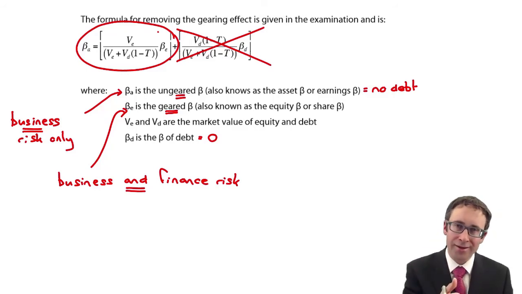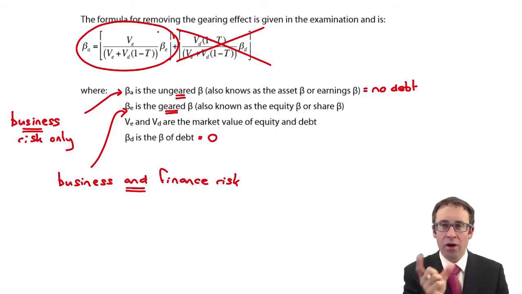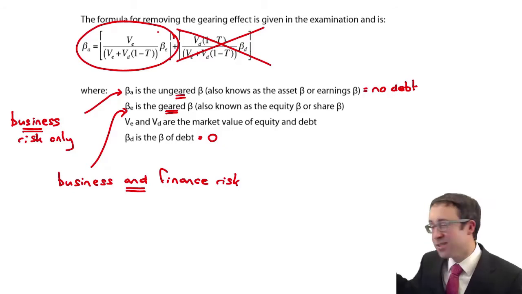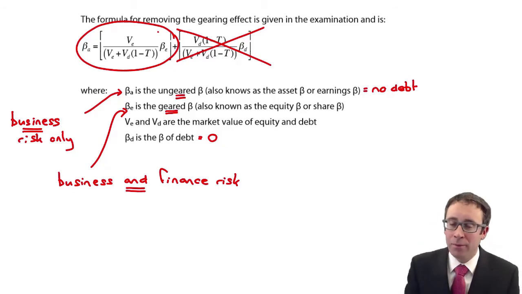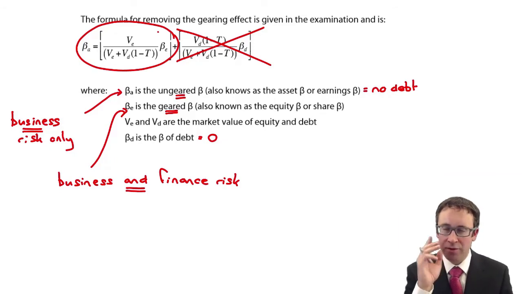You need the formula. I think it's a more complicated formula to remember than CAPM. It's easy to get the geared and the ungeared betas on the wrong side of the equation. So I would try and remember it, but do refer to it in the formula table when you're there tapping away on the computer in the exam. Do be very, very careful.